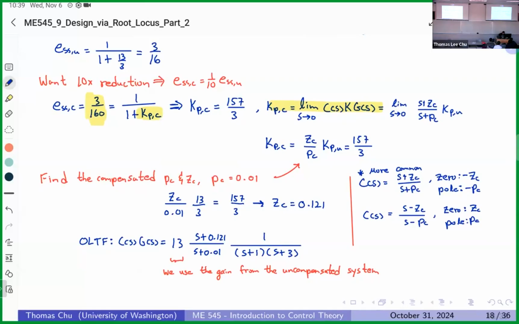So maybe I'll just be a little clearer here. I'm just going to write C of S as S plus ZC divided by S plus PC here.